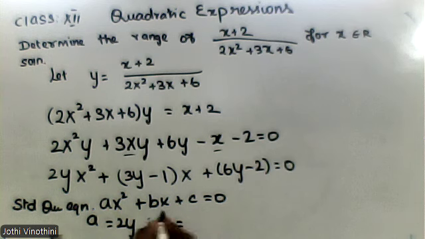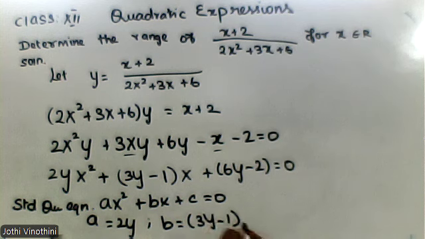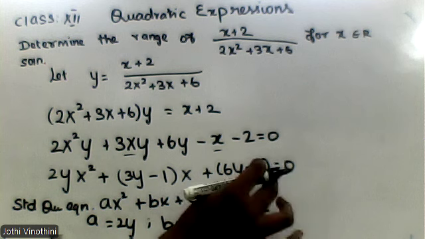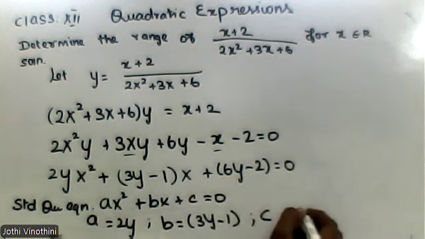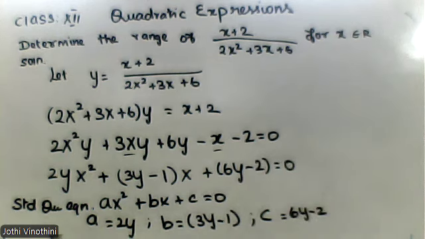Similarly, b is the coefficient of x. What is the coefficient of x here? 3y minus 1. c is the constant. What is the constant here? 6y minus 2. I hope you are all clear with this.